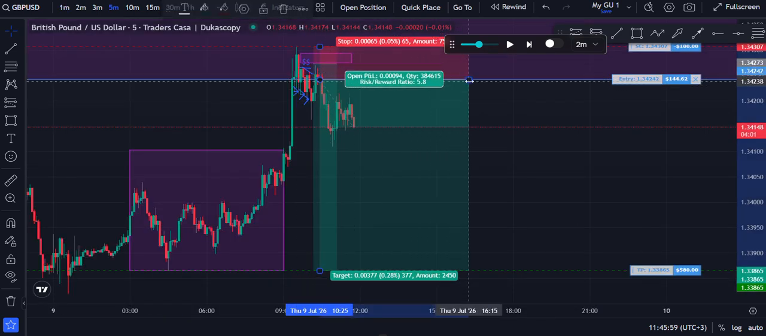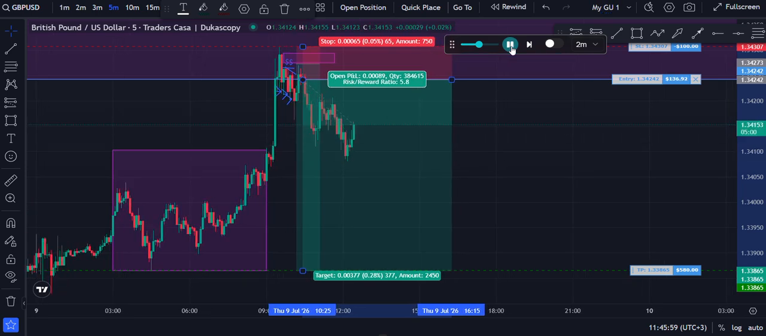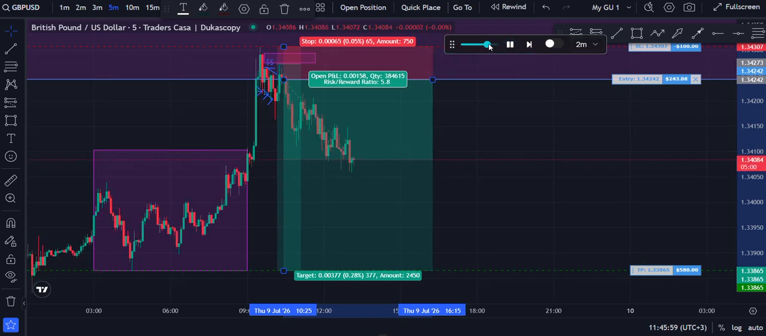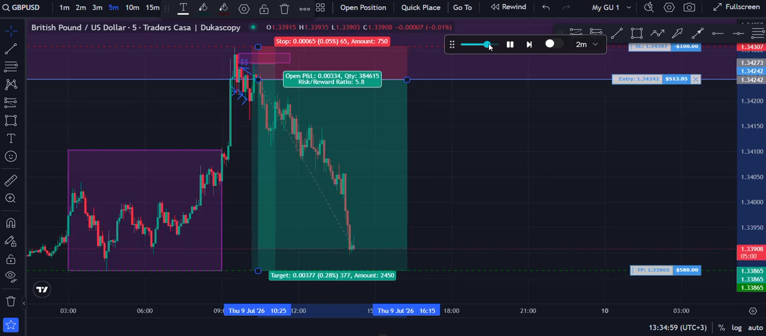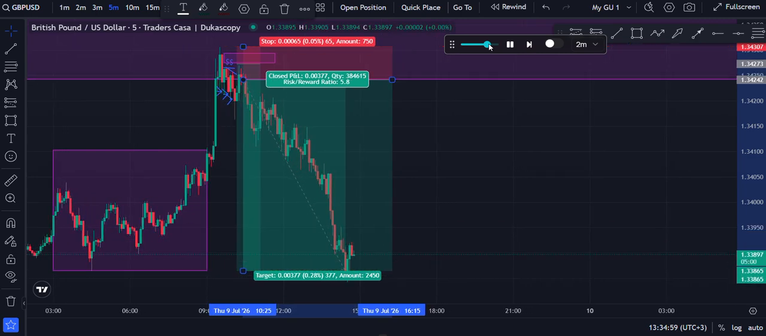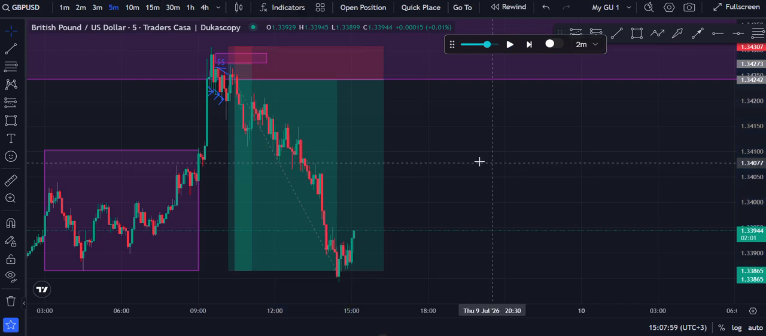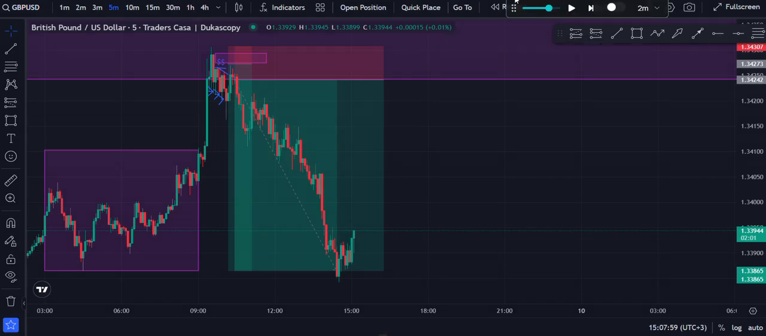Let's run it from the 5-minute, because I watched it and managed it at a 5-minute time frame. So this was it essentially. As you can see, within no time the market started reacting as expected. So that was it for the day. I was done for the day, just right there. That was a good trade.